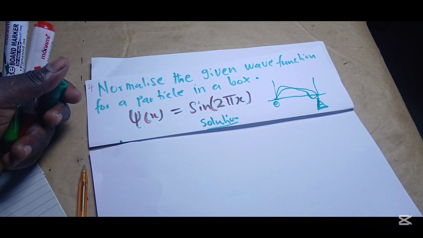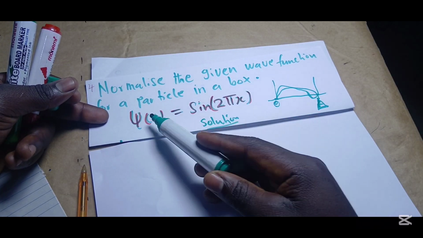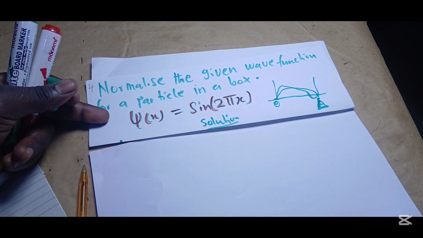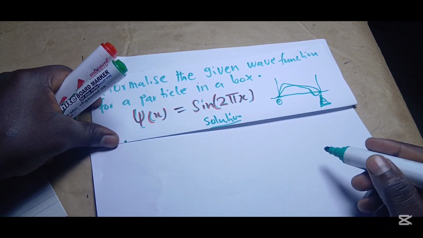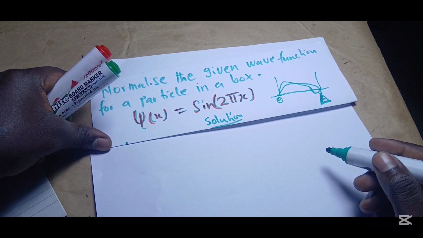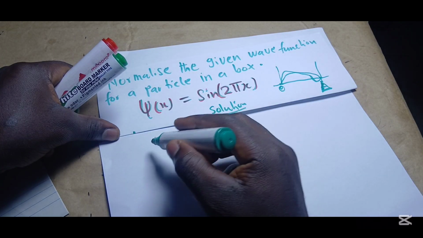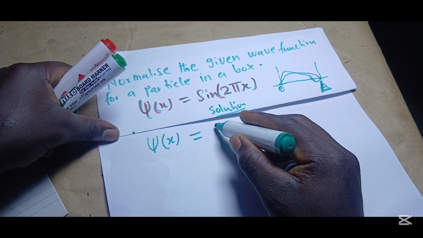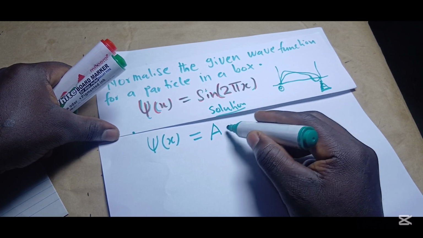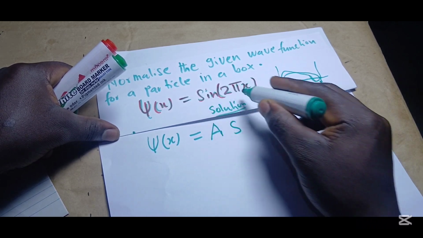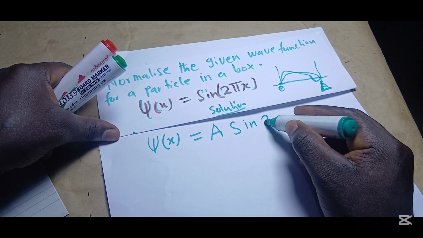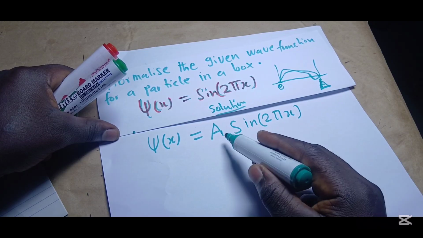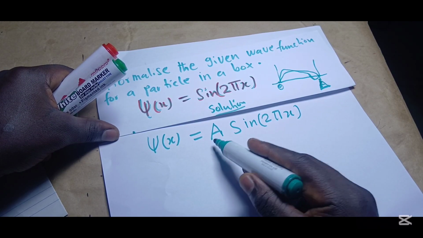Normalize the given wave function for a particle in a box, given that psi of x equals sine 2 pi x. So this wave function psi of x is not normalized, and we want to normalize it. If the wave function is normalized, it should be in a form where our normalization constant A is multiplying the wave function, sine 2 pi x. So we first have to solve for the normalization constant.